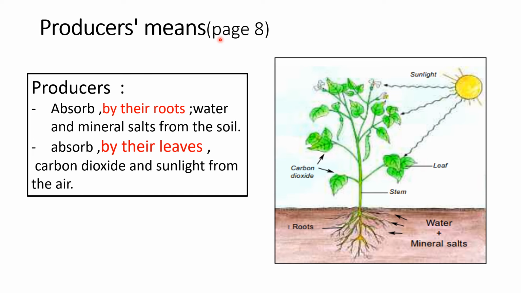Page 8. Producers absorb by their roots. Look here, by their roots, producers absorb water and mineral salts from the soil, and absorb by their leaves carbon dioxide and sunlight from the air. So producers absorb by their roots water and mineral salts, and absorb by their leaves carbon dioxide and sunlight from the air.